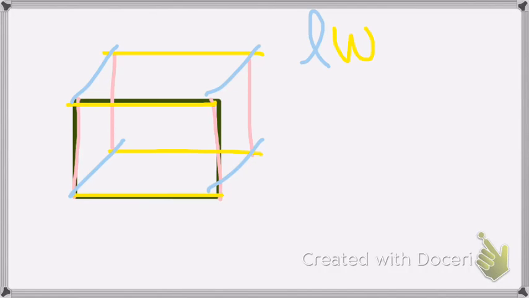And since we have one on the top and then one on the bottom, we're going to say that we have two of those. And then we are going to look at the width times the height. So we are looking at this front side and the back side. So we are going to have our width times our pink height. And since they're the same on the front and the back, we're going to have two of those as well.